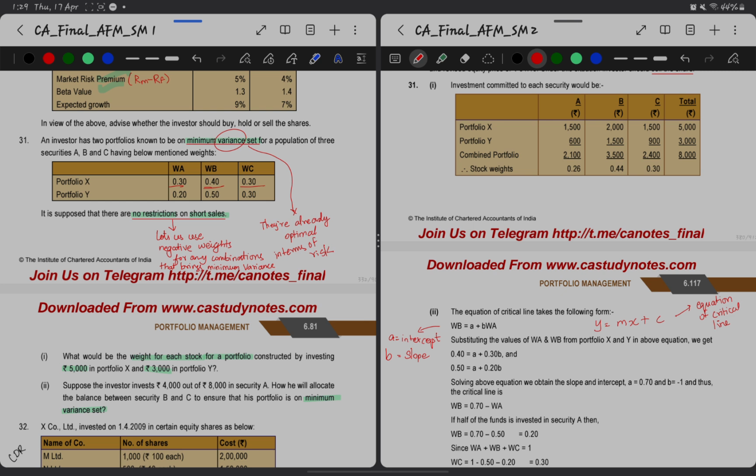So in that case, in derivatives also we might have studied that we can short sell, wherein if you don't have that security but still you can sell by using the derivative market. So that's where this short sales comes in. For using the negative weights, the short sales assumption is given. So this assumption lets us use negative weights for any combination that brings the minimum variance. So this is what the question signifies.